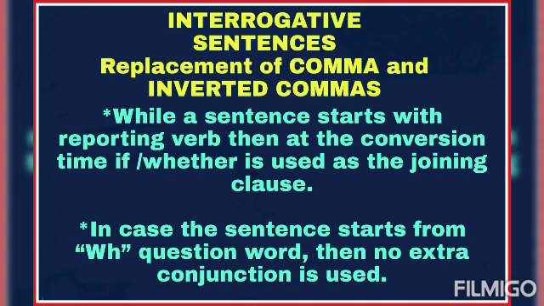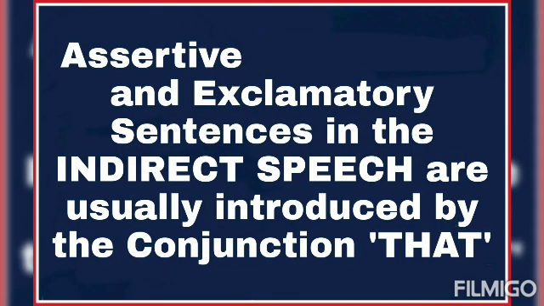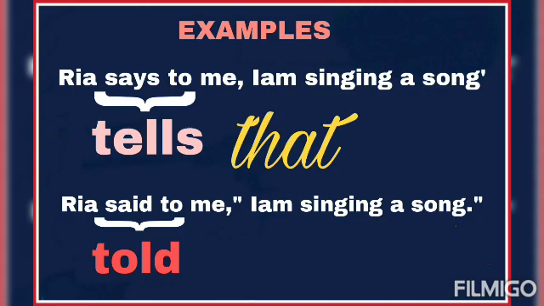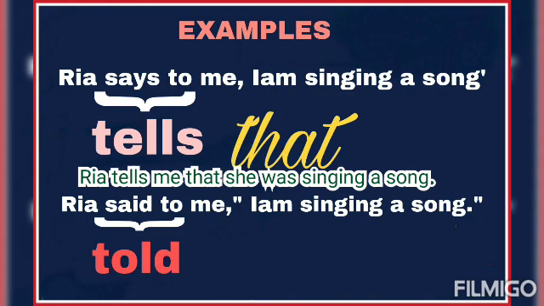In case of interrogative sentences, if the sentence starts with a helping verb or auxiliary verb, then to remove the comma or inverted comma, we'll have to put the conjunction if or whether to join the clauses. And in case the sentence starts with a WH question, then no if or whether is used. In assertive and exclamatory sentences, indirect speech is usually introduced by the conjunction that. Now let's understand these with some examples.